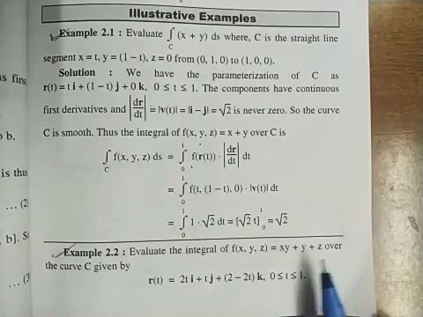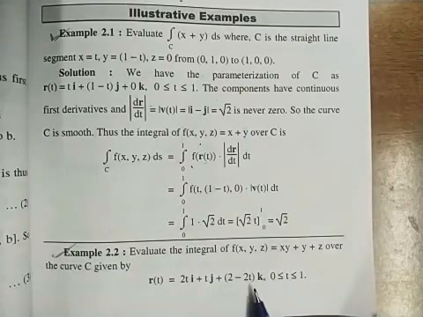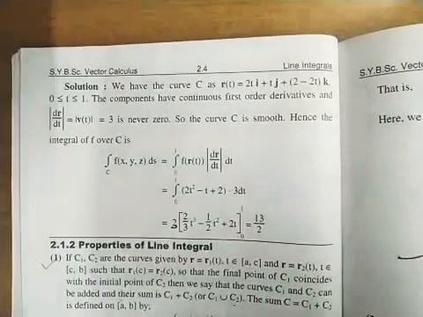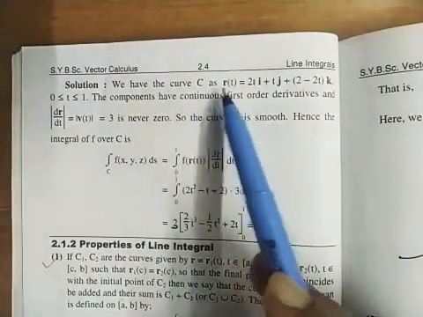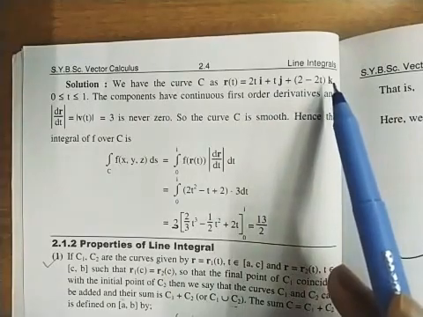Okay, so similarly, next example: evaluate the integral of f(x, y, z) = xy + y + z over the curve C given by r(t) = 2t i + t j + (2 - 2t) k, t varies from 0 to 1, it is given. Now for this example r(t) is given, so let us use the formula again. So here what is C? C is given as r(t) = 2t i + t j + (2 - 2t) k.